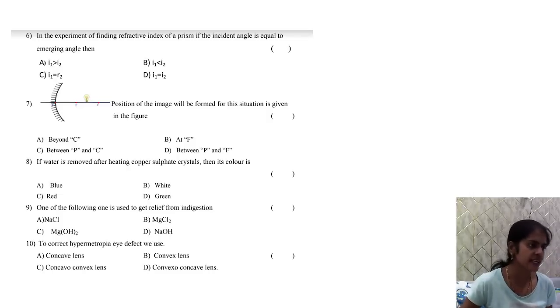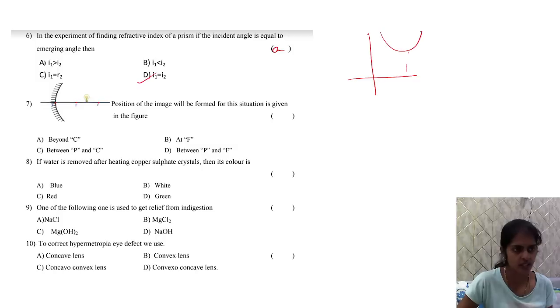In the experiment of finding the refractive index of a prism, if the angle of incidence is equal to the emerging angle, then it is not R. Emerging angle is not R. It is I1 equal to I2. When you have the graph like this, if I1 and I2 are equal, this will be the minimum angle of deviation.